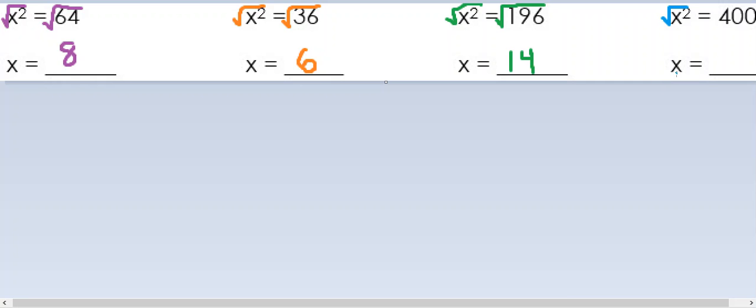In my last example, I have x squared, so I have to do square root, just so I can get x by itself. And then I have to do the same thing to the other side to keep it balanced. So I'm going to do square root to the other side to make sure it stays equal. And the square root of 400 is 20.